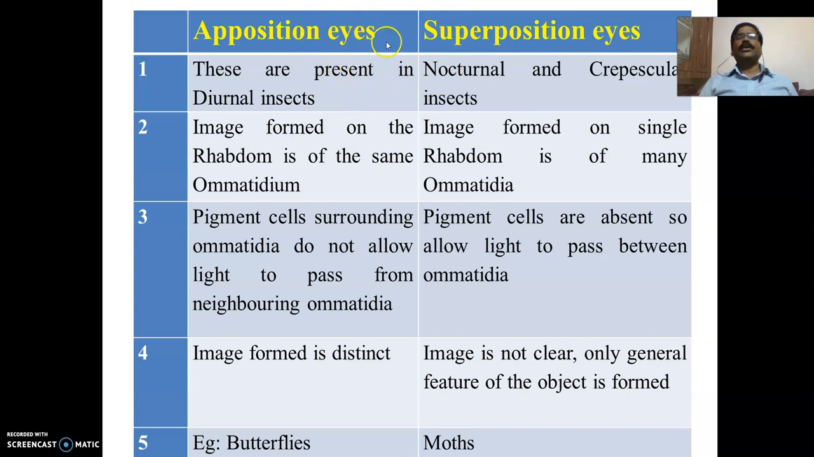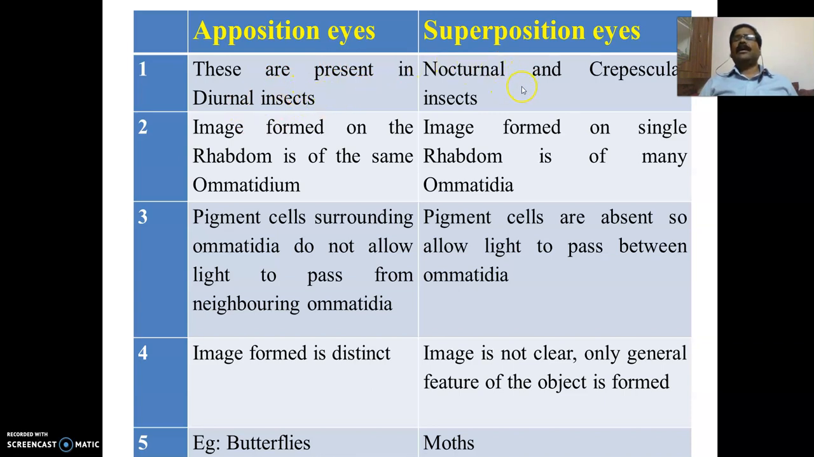One is known as the apposition eyes, the second one is superposition eyes. Now, these are the differences between the apposition eyes and superposition eyes. If you look at these four differences, you will know what apposition eyes and superposition eyes are. These differences are very important for your examination. Now, apposition eyes are mostly present in diurnal insects. Diurnal means the insects which are active during daytime.